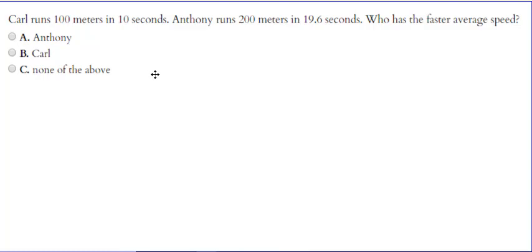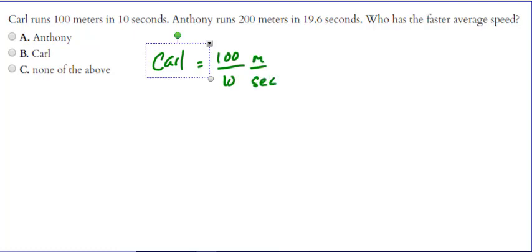Well, Carl is 100 over 10, which is meters over seconds, right? And Anthony is 200 over 19.6, right? That's meters over seconds, meters per second. That would be speed, right?